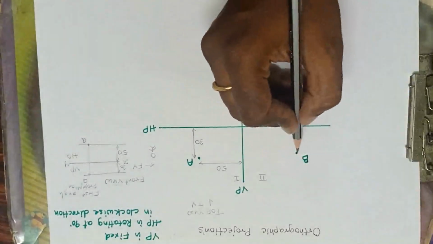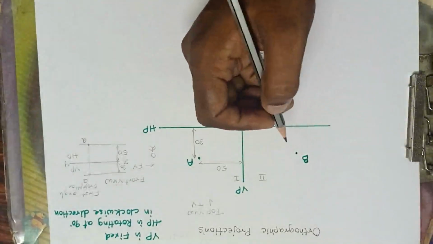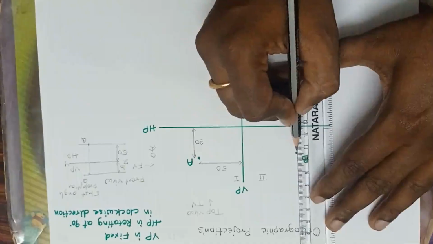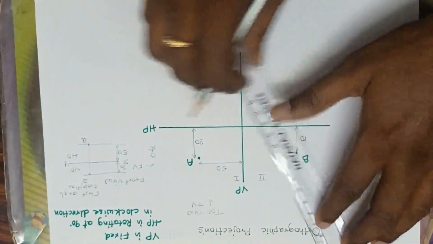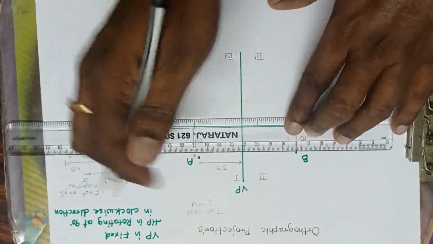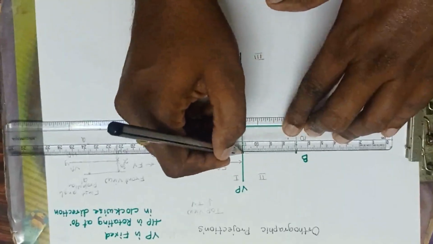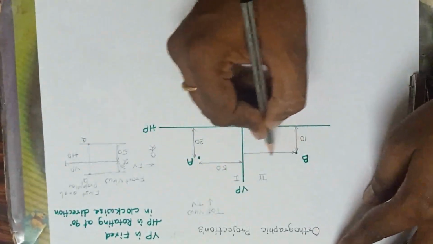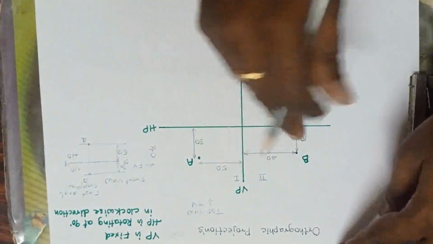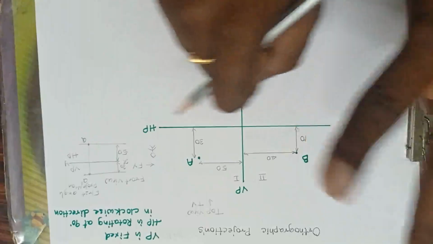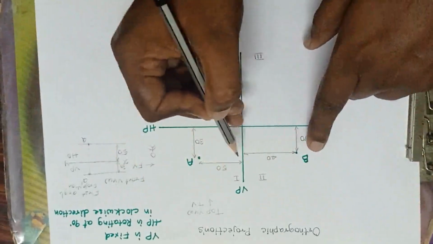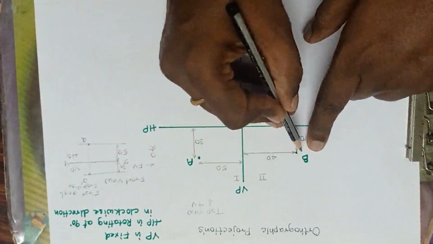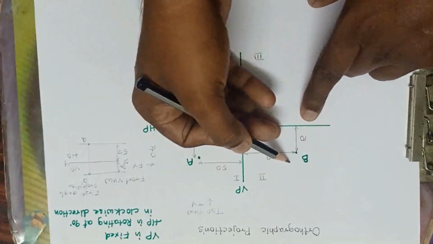I will assume some distance here. I'll assume this B is some 10 mm above the HP, and some 40 mm behind the VP. Now, where is the B? The point B is in the second quadrant now. What I have assumed is that the point B is 40 mm behind the VP and 10 mm above the HP. Done. Now, how to draw the quadrants here?